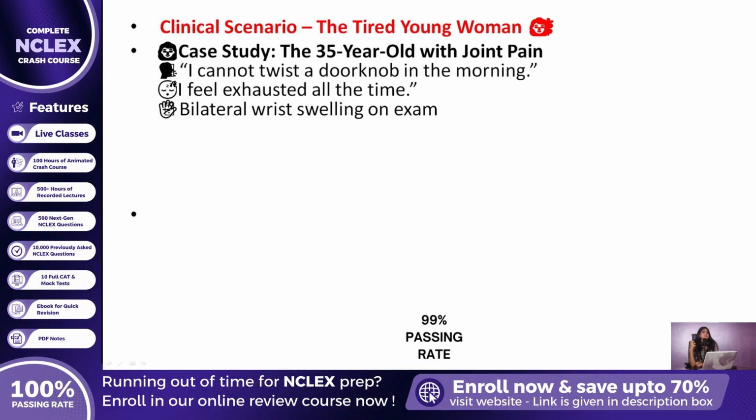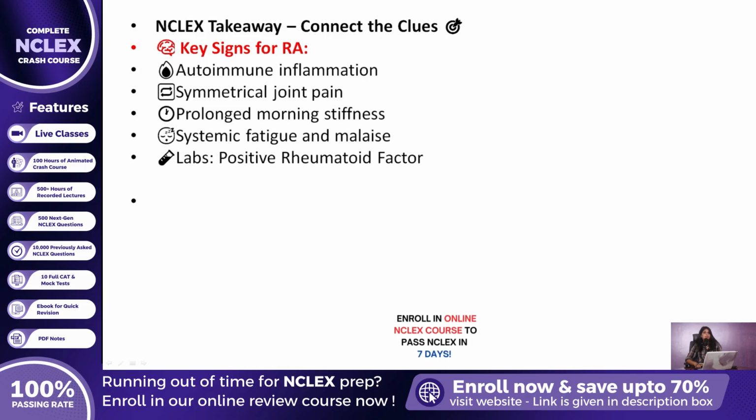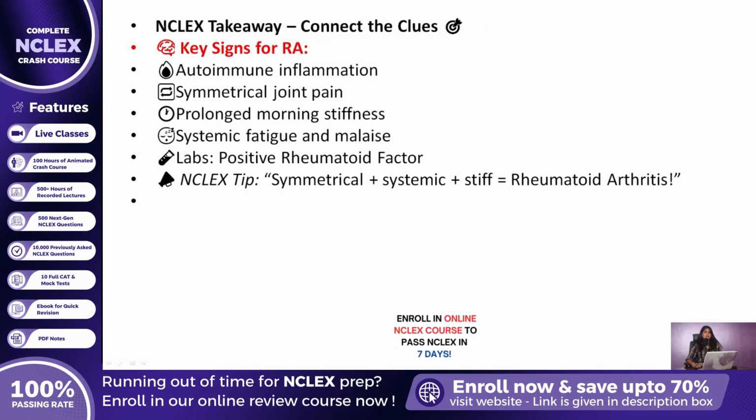You also notice that her wrists are visibly swollen and the swelling is symmetrical. That is classic early-stage rheumatoid arthritis. Prolonged morning stiffness, small joint involvement, symmetrical swelling, and systemic symptoms. These patterns are exactly what help you identify the disease early and manage it effectively.